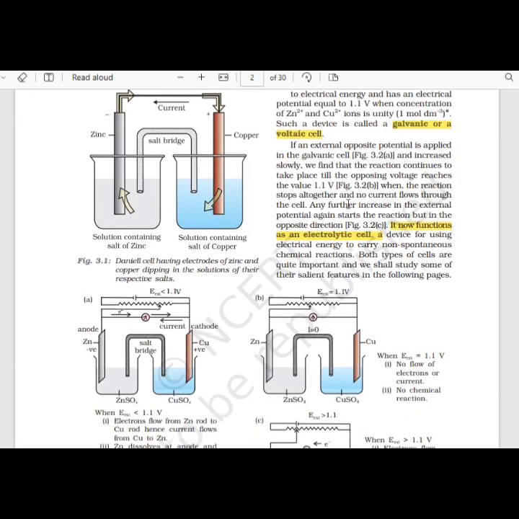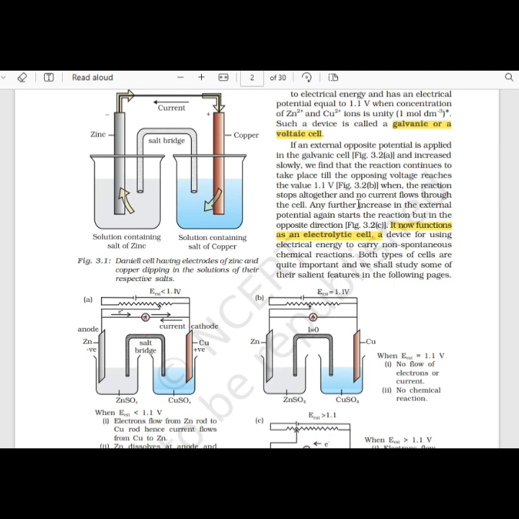Here for the electrolytic cell, if an external opposite potential is applied in the galvanic cell and increased slowly, we find that the reaction continues to take place till the opposing voltage reaches the value 1.1 volt. That means until it reaches equilibrium, there is a chemical transformation. When the reaction stops altogether, no current flows through the cell.